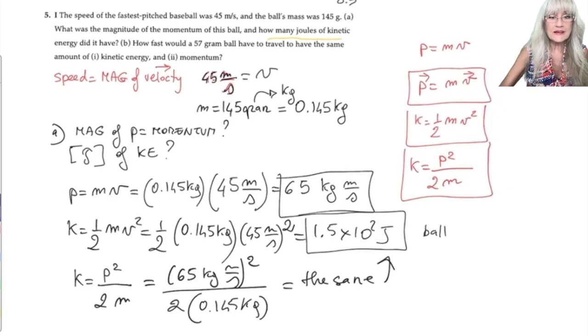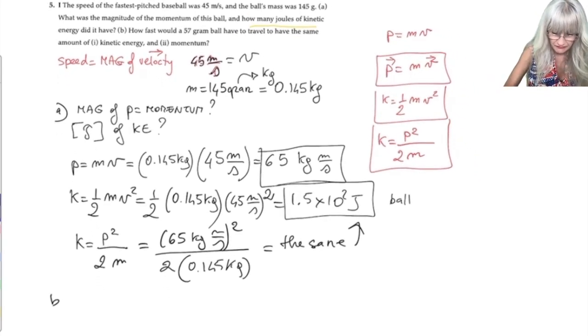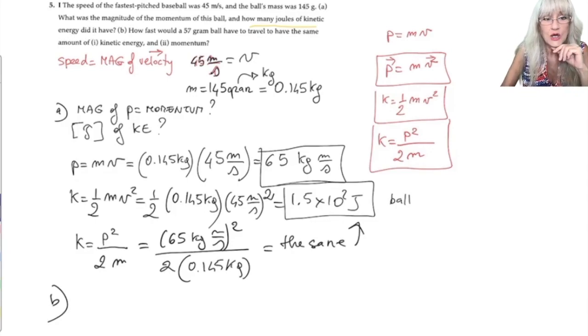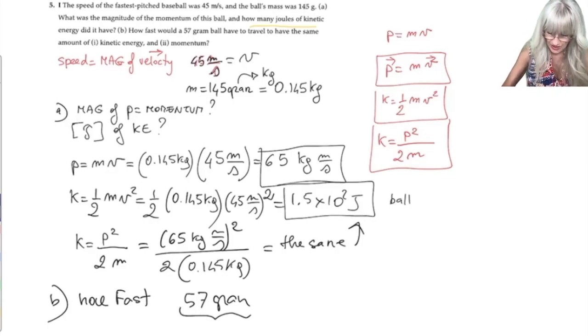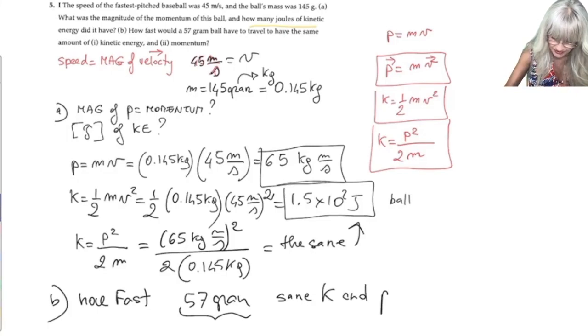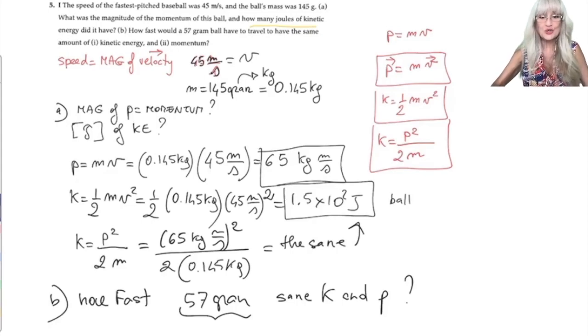In part B, we want to find how fast a 57-gram ball, well, I know that I like kilograms, would have to travel to have the same amount of kinetic energy and momentum. So how fast does this object have to travel to have exactly the same kinetic energy and momentum? All right, let's do that.